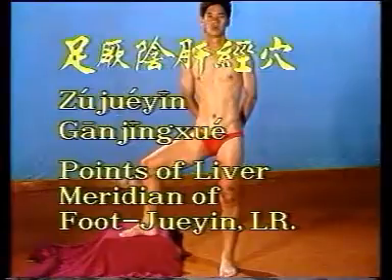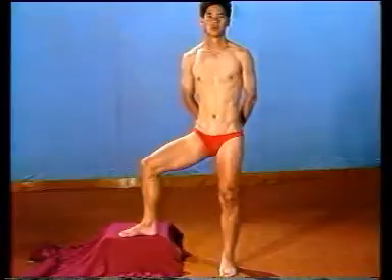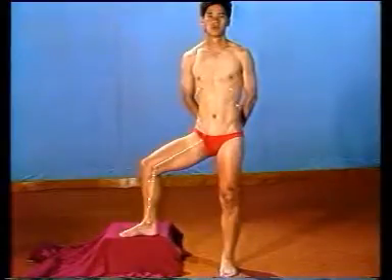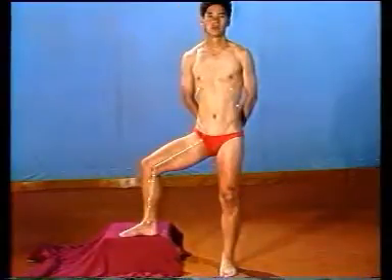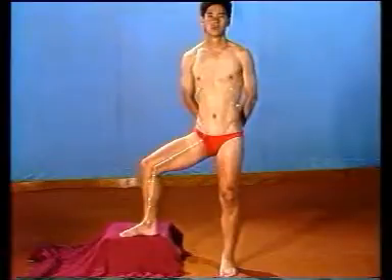Points of the liver meridian of foot Jueyin. There are 28 points on the liver meridian, 14 points on each side, which are located on the medial aspect of the lower limbs, and the abdominal and chest regions.